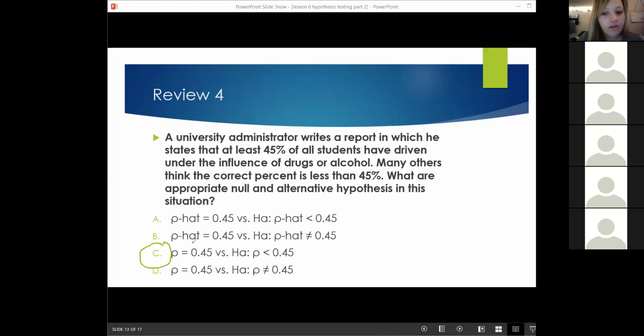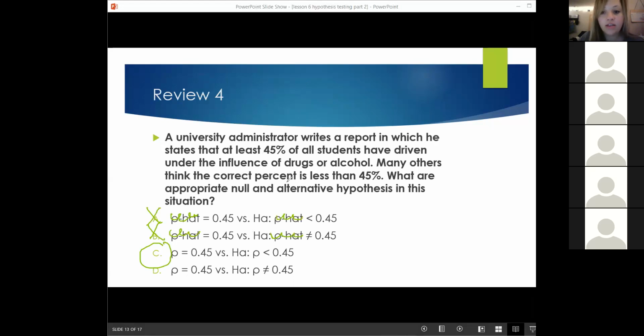Remember, when we write hypotheses in our null and alternative, we're always writing in terms of the population, because our conclusion is always in terms of our population too. So A and B aren't going to be correct, because that's writing with samples. We don't like that. So our answers are between C and D. What we want to do is look at what we think the change is.